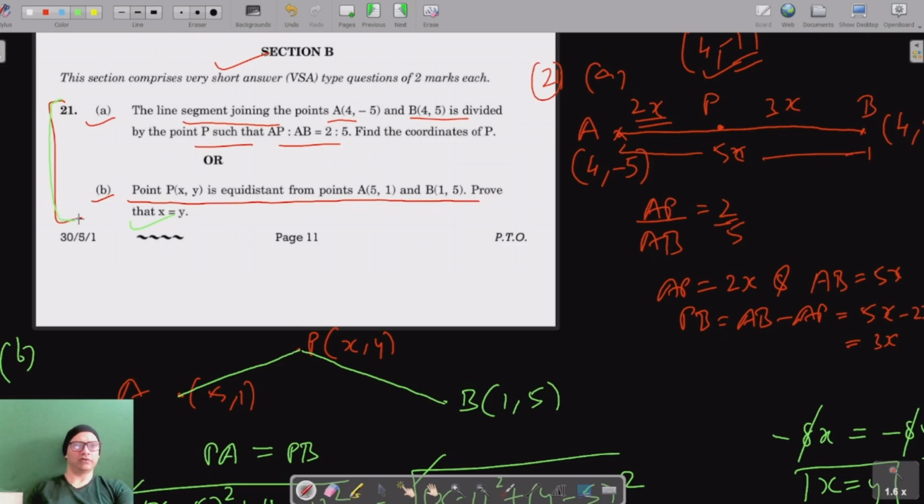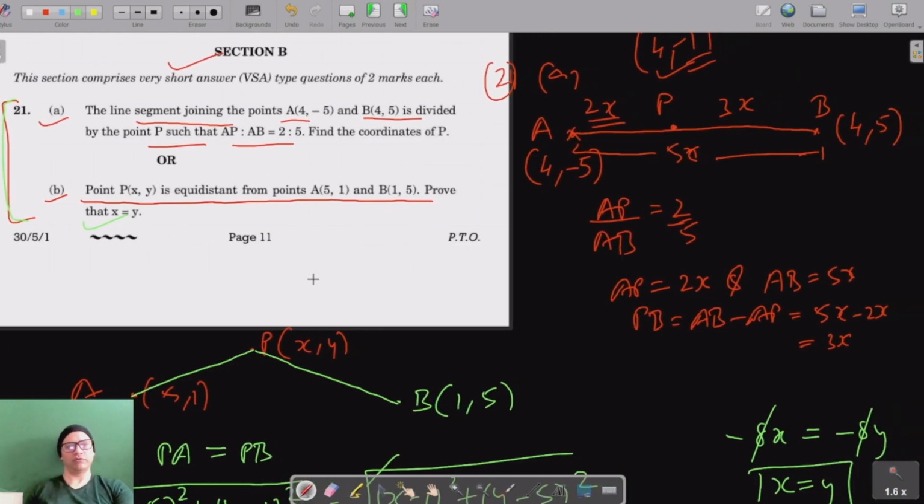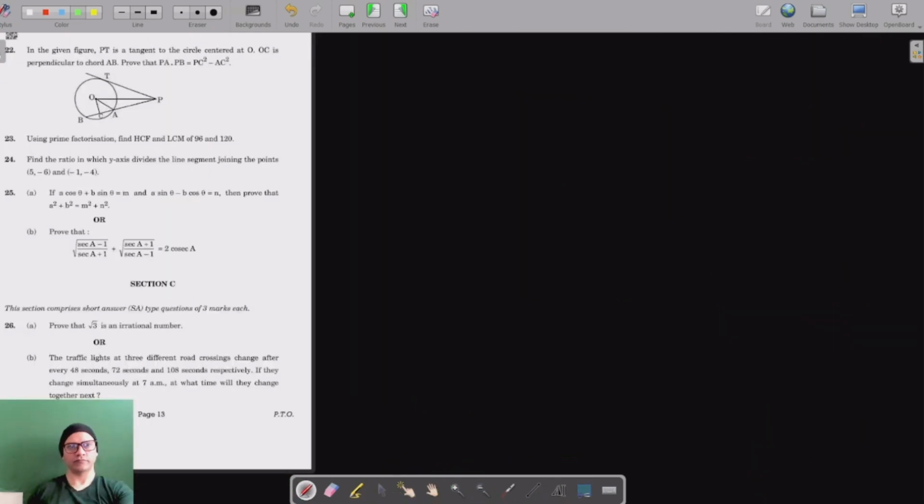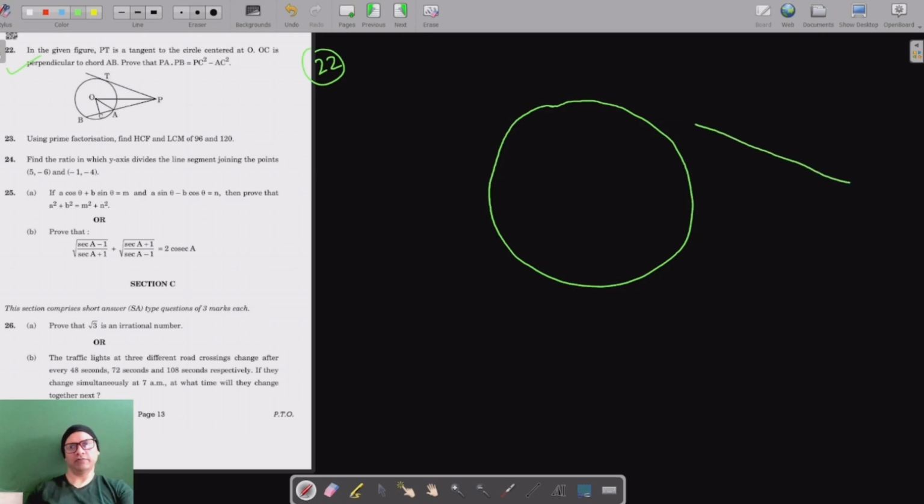And this is also question number 21. Let's move on to question number 22. It's given that in the given figure, PT is a tangent to the circle. So let's draw a circle. This is the circle, and PT is a tangent that's drawn to the circle.